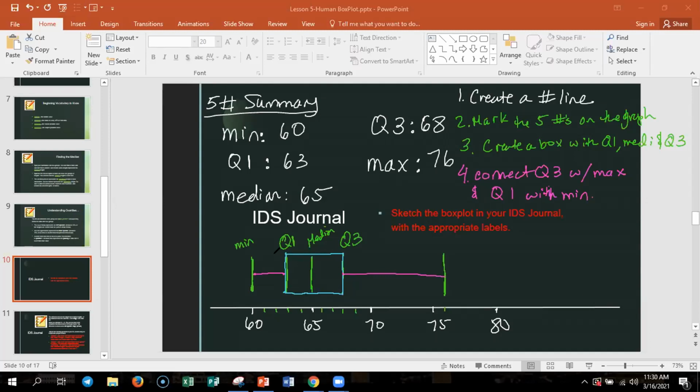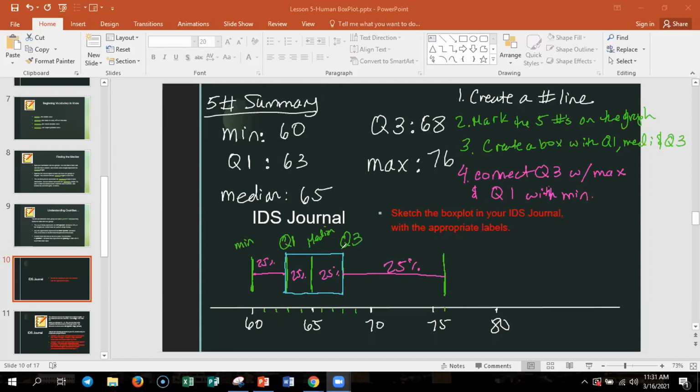So each of these sections, from the minimum to Q1, Q1 to the median, the median to Q3, and Q3 to the maximum, represents 25% of our data. This is 25%, this is 25%, this is 25%, and this right here is 25% of our data, right? So it shows us the spread for each 25% of our data.